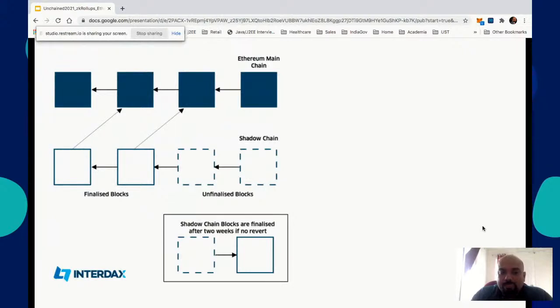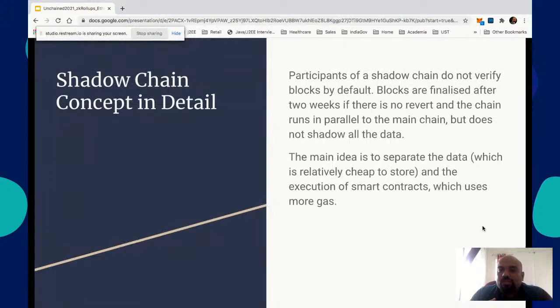So let me first show the concept of the shadow chain, which was introduced in 2014. There is a main chain, and then there is a shadow chain where there are unfinalized blocks and finalized blocks. Shadow chain blocks are finalized after some time. So shadow chains take more time. You are deferring or delaying the confirmations in the shadow chain. Shadow chain participants do not verify blocks by default. After 2 weeks, there is no revert, and the chain runs parallel to the main chain.